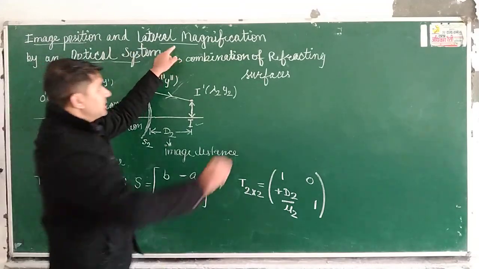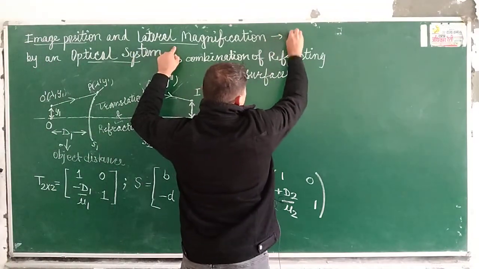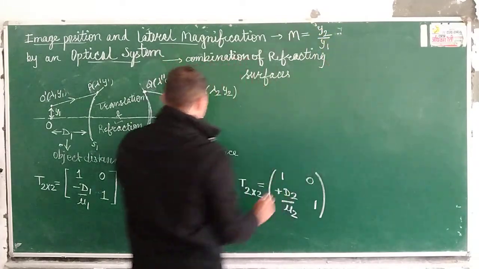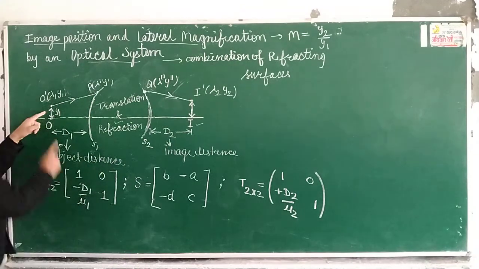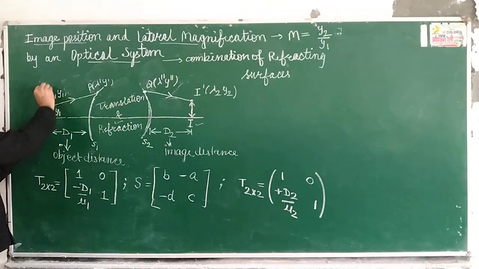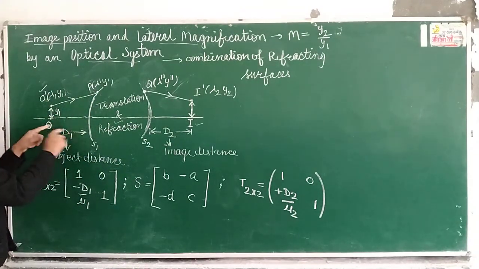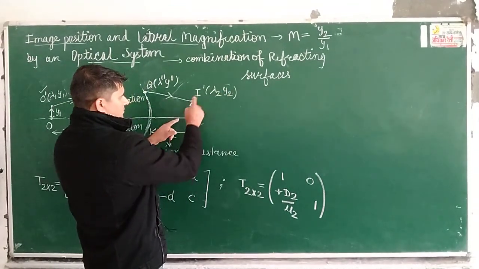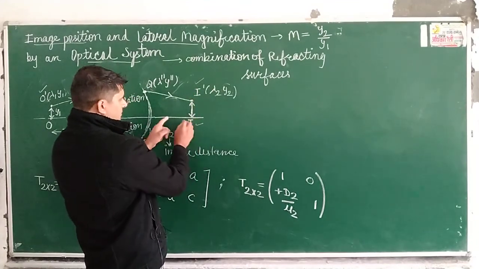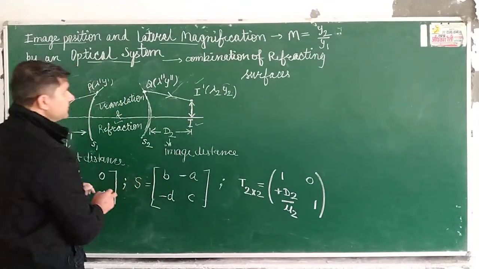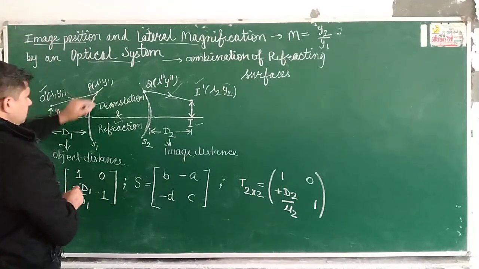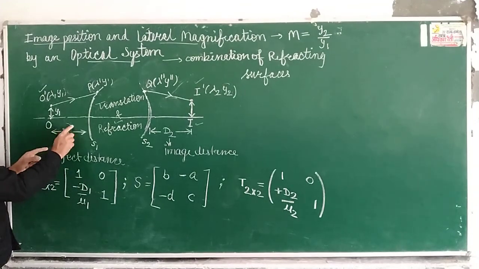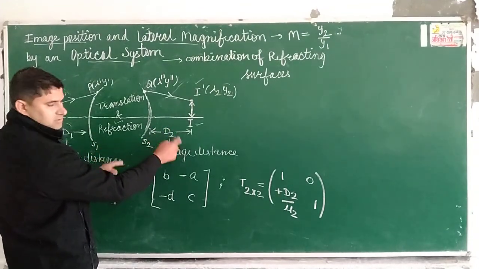lateral magnification. Lateral magnification is represented by m, which is the ratio of y2 and y1. Now see what is y1 and y2. y1 is the height of the object point from the optical axis, and y2 is the height of the image point from the optical axis. And in image position we will establish a relation between the object distance d1 and the image distance d2.